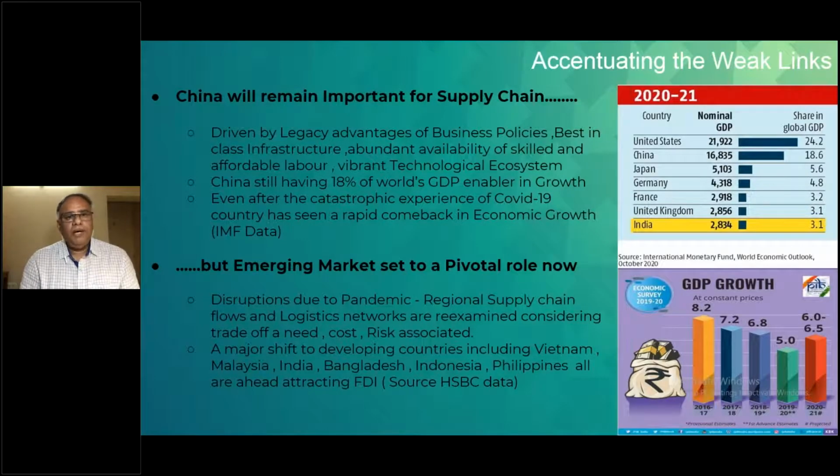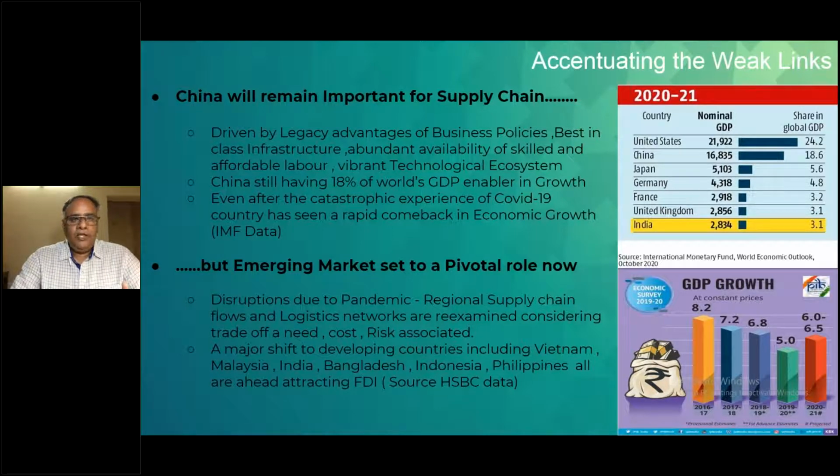Just to touch base, China is still an important factor for the supply chain. There's a legacy advantage for them because of the business policies. They have best-in-class infrastructure, abundant availability of skilled labor, and a whole ecosystem of technology, and they account for almost 18% of world GDP growth, enabled by the China factor.